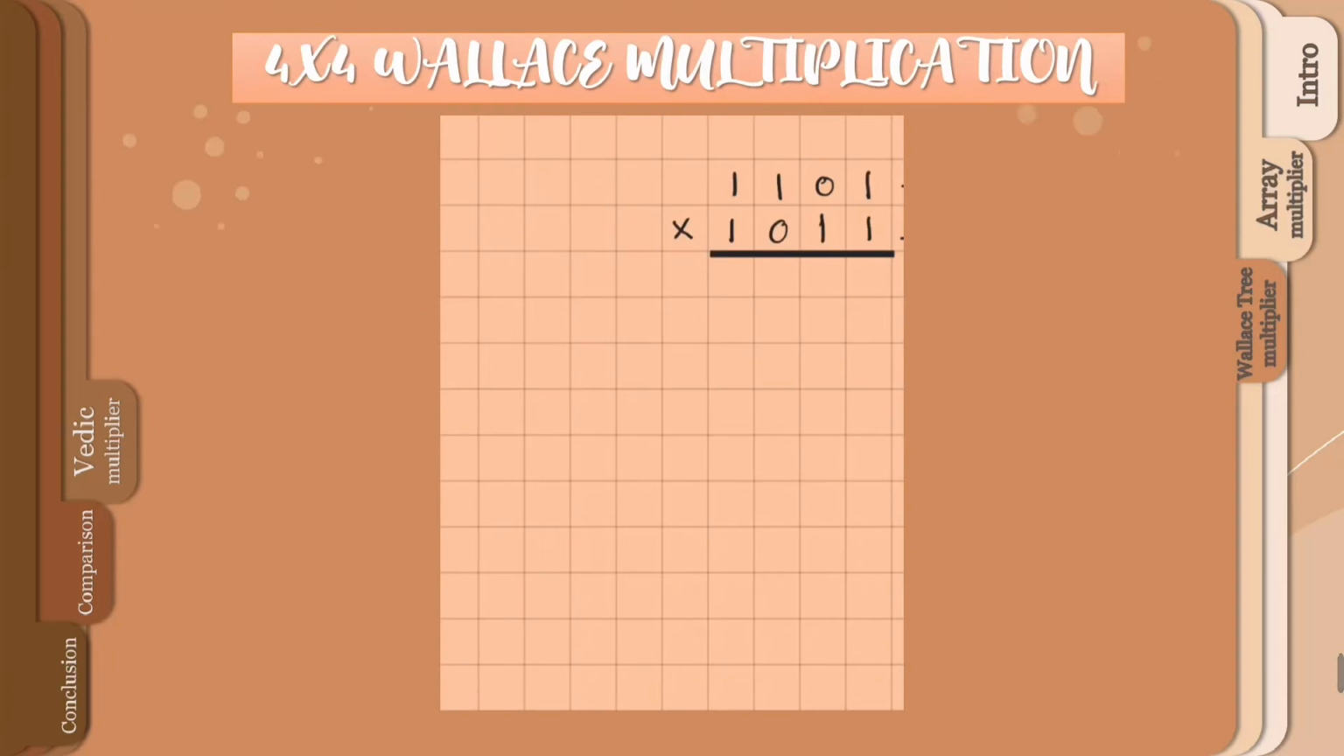To have a better understanding, here's an example of a 4x4 Wallace tree multiplier. Suppose we have 1101 as the multiplicand and 1011 as the multiplier. The first step of the multiplication process is generating partial products by multiplying the multiplicand with the LSB to the MSB of the multiplier.